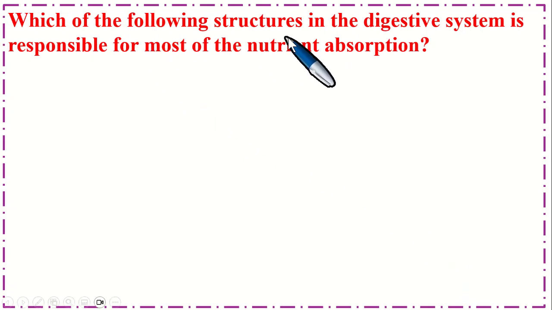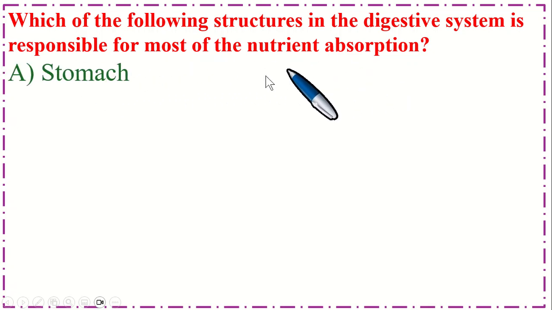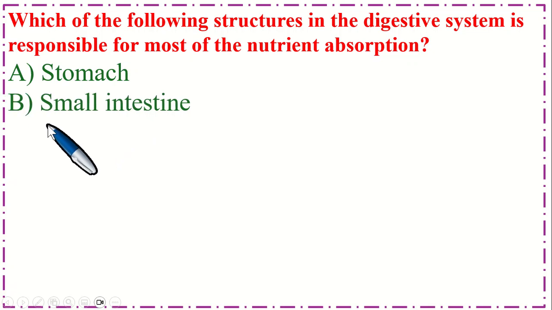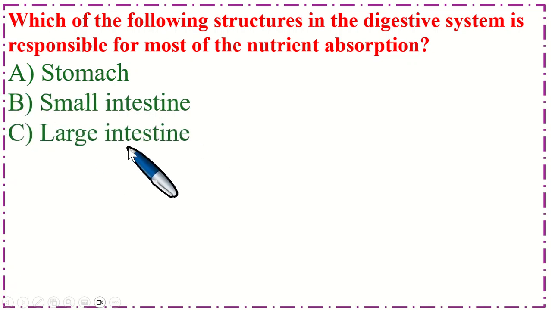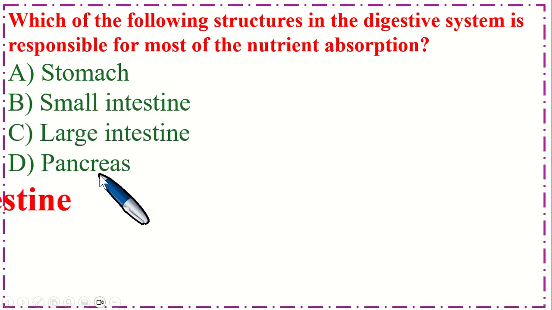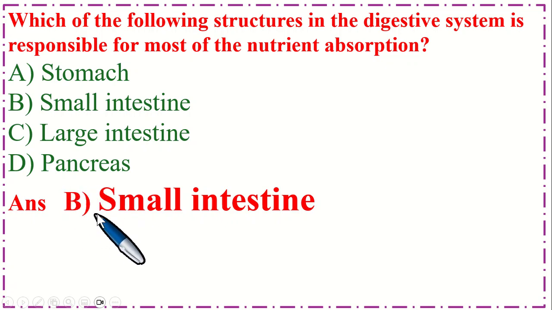Which of the following structures in the digestive system is responsible for most of the nutrient absorption? Option A, stomach. B, small intestine. C, large intestine. And option D, pancreas. So the correct option is B, small intestine.